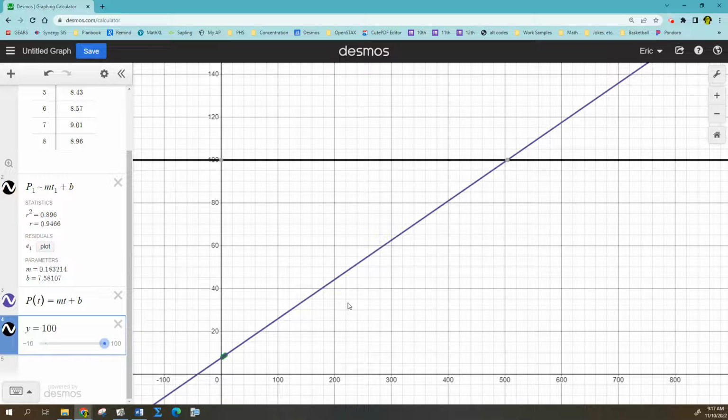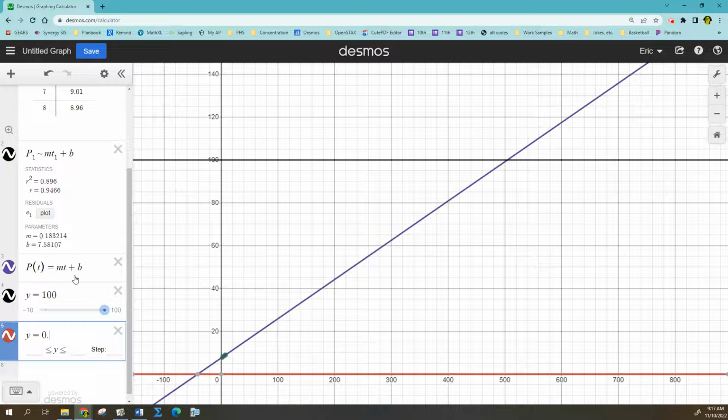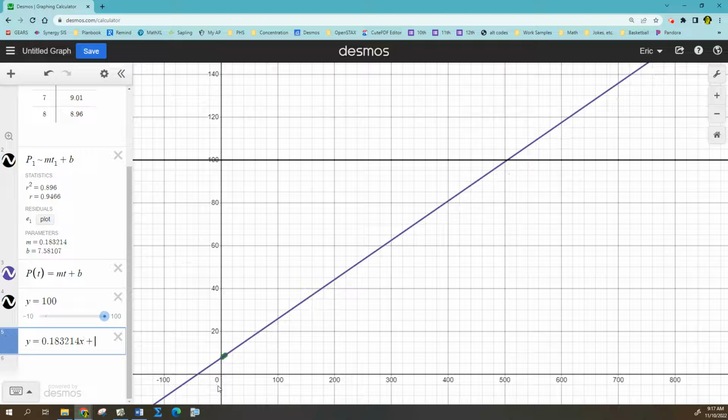Look what happens. I'm going to keep this line here. I just want to demonstrate something. So let's graph the line. Y equals, I'm just going to use these values for M and B and recreate that line. Y equals 0.183214x plus 7.558107. Okay, good enough.